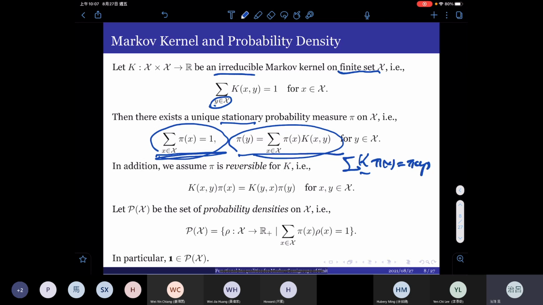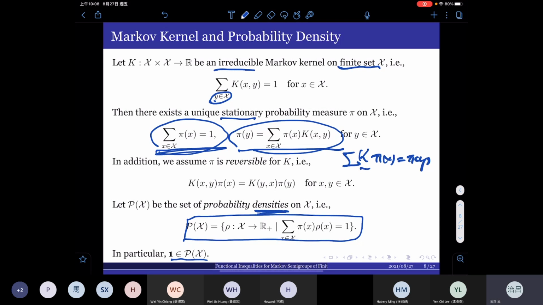Then for a discrete sample space, we also can consider a probability density, which can be denoted as this. So for discrete space, we can consider a density function. Usually we consider continuous probability space with density, but in discrete space, we also consider this. In particular, the constant function 1 belongs to this space, because by this condition, when we put rho(x) always 1, then this summation becomes this. So indeed, P(X) is non-empty.